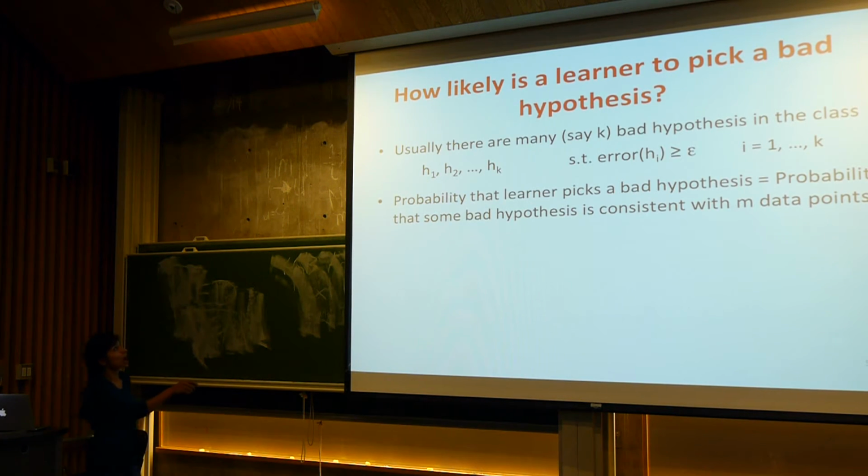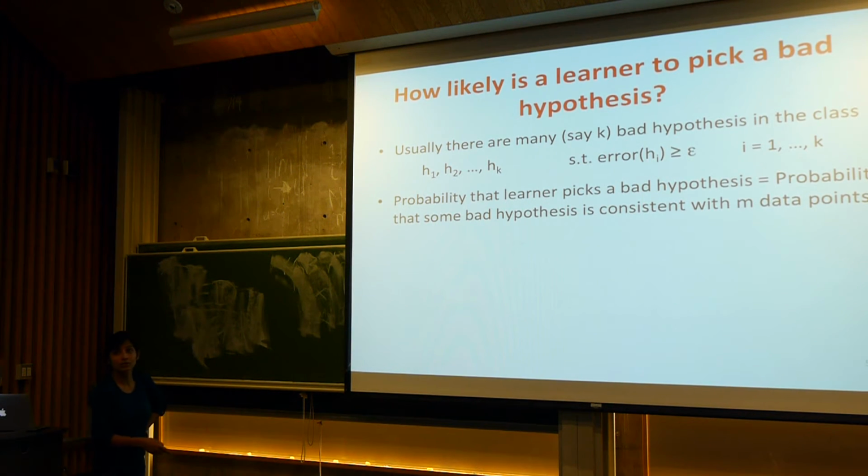So if we want to study how likely a learner is to pick a bad hypothesis, the learner just chooses from a class, and happens to get one that achieves zero training error. We want to say how likely is the learner to have chosen a bad hypothesis? Then we need to think that there could be more than one bad hypothesis. So let's say there are k bad hypotheses, which means all of them have error bigger than epsilon. And there's a probability that each one of these could be consistent with the data points, could get zero training error. We want to characterize the probability that the learner would have chosen a bad hypothesis which got all the data points right.